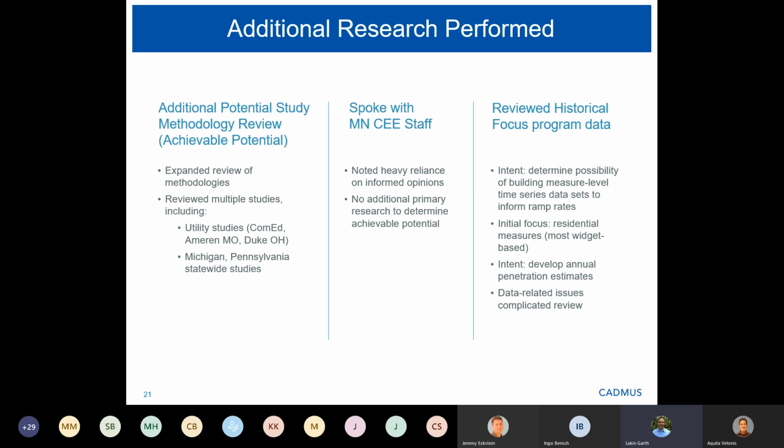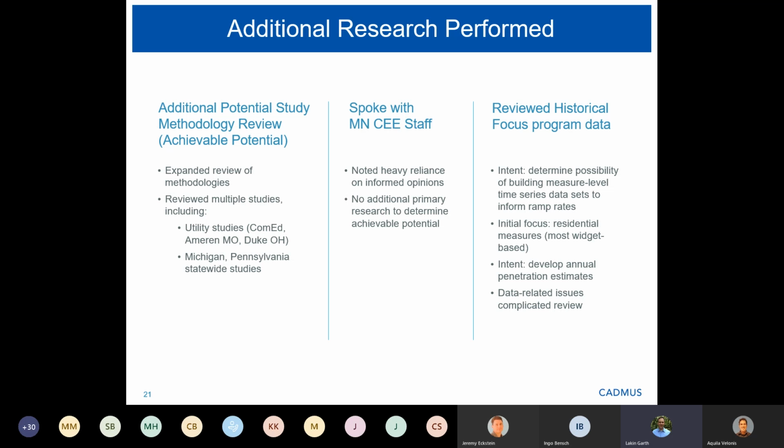consider. We also had received quite a bit of stakeholder feedback regarding the Minnesota statewide potential study that was completed, I believe, in early 2019. And so we did reach out directly to CEE staff there. Both myself and Mitch had a great conversation with Carl Nelson, and really just wanted to pass on that that study itself really had some heavy reliance on informed opinions, particularly from stakeholders that were involved in the study and involved in the CIP there in the state of Minnesota. And then also we did understand that that study in itself didn't take on any additional primary research to determine what they call achievable potential.